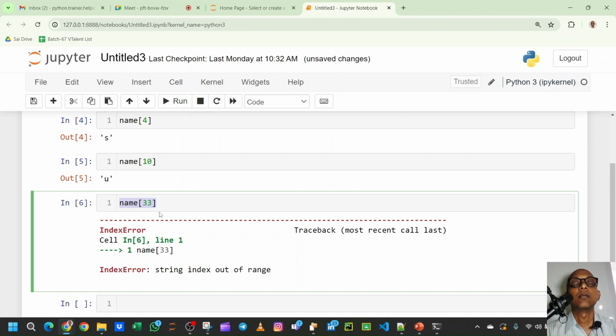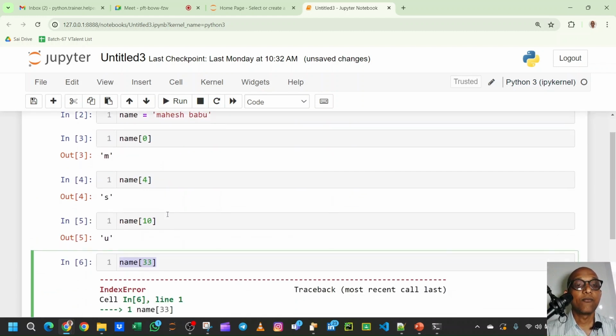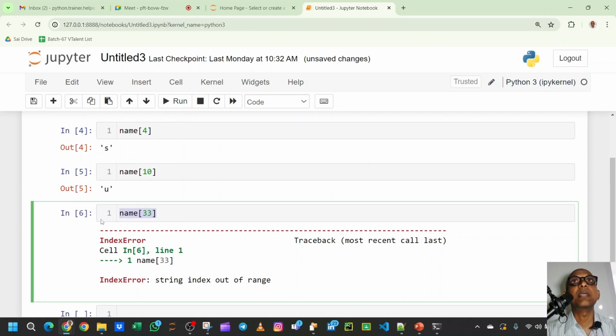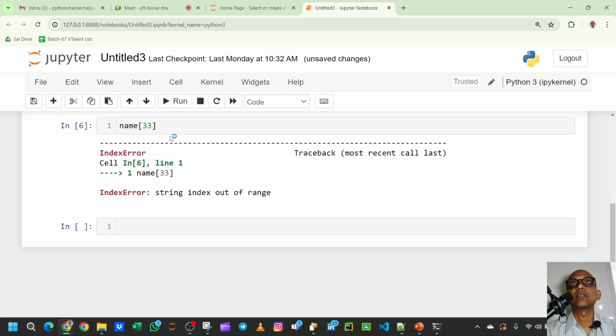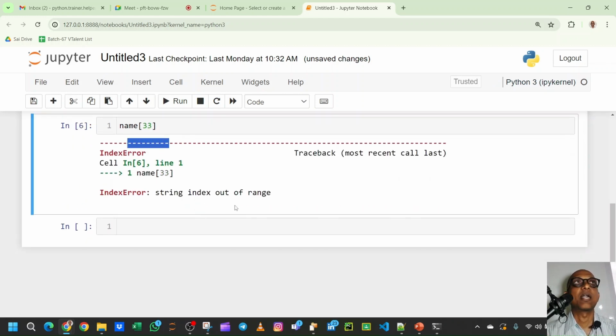Clear? Whenever you are using the indexing operation, be cautious that whatever index number you are using should be in the correct range. You cannot use 33, 256, 77, and so on. Make sure that the index number you are using is present for one of the characters in the given string. If that is there, that is good. If it is not there, then you are going to get the string index out of range exception. Error, I can say.